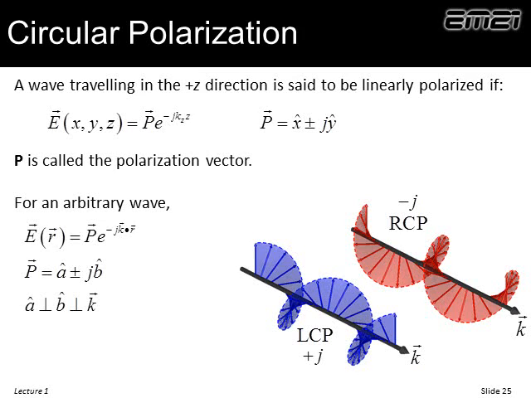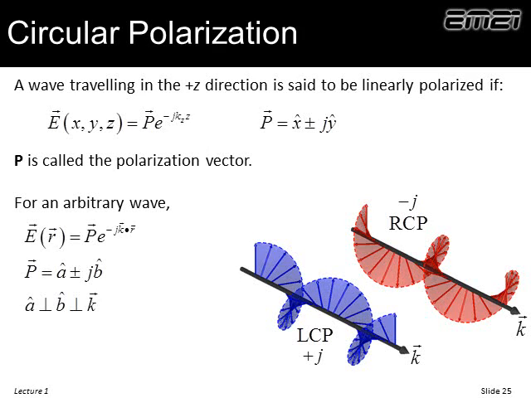When that's the case, if we were to look down the barrel of the gun that's shooting this electromagnetic wave at us, so our eyeballs might be over here and we're looking down this direction, if we could see the electric field, we would see it rotating about this axis. And of course, for circular polarization, it does perfect circles.